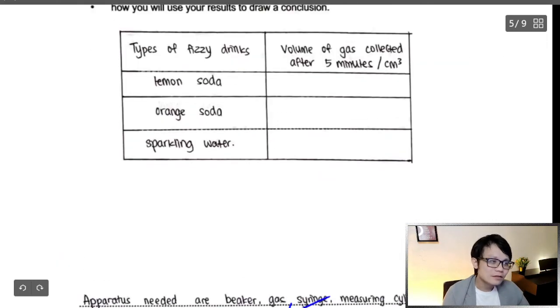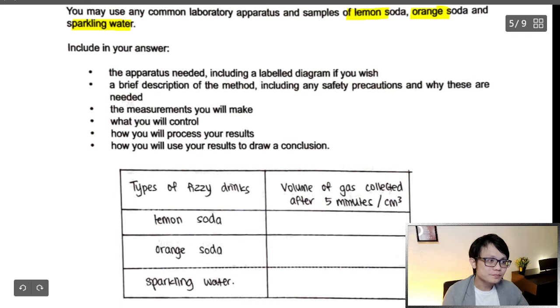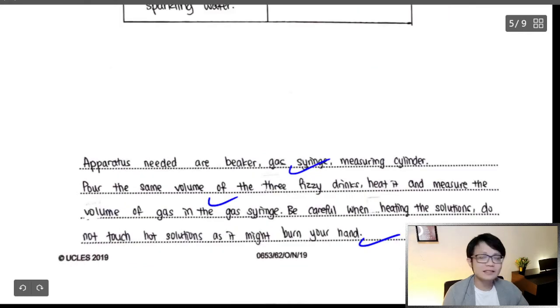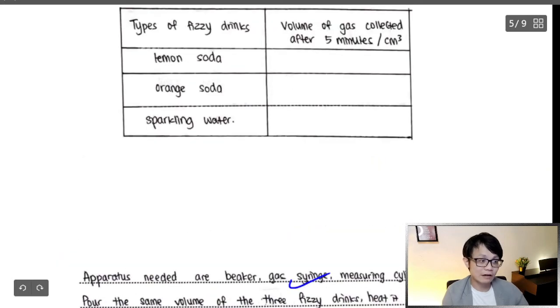Okay, so apparatus needed. Very good. Put at least 3 or 4. You put beaker, gas syringe, measuring cylinder, which is a common thing, test tube, weighing scale, flask, heating apparatus, many more, but 3 or 4 should be enough. So you get 1 mark for this one.